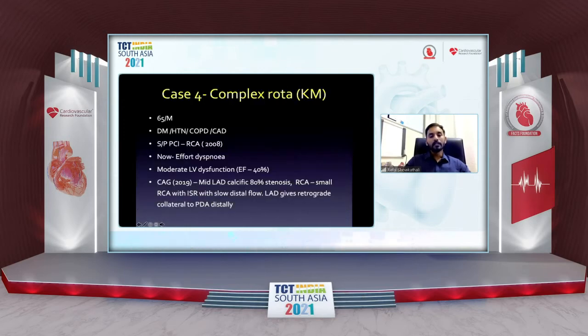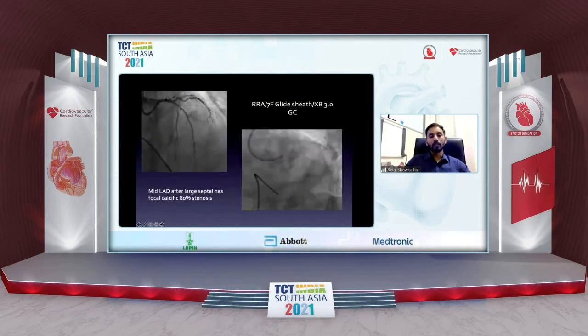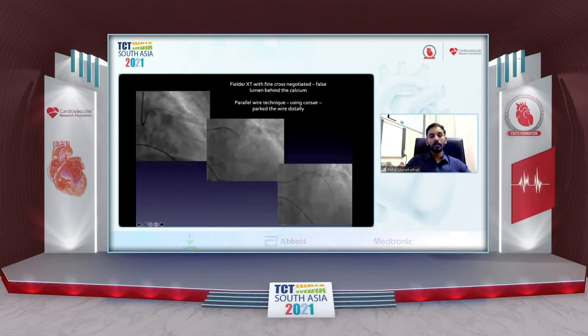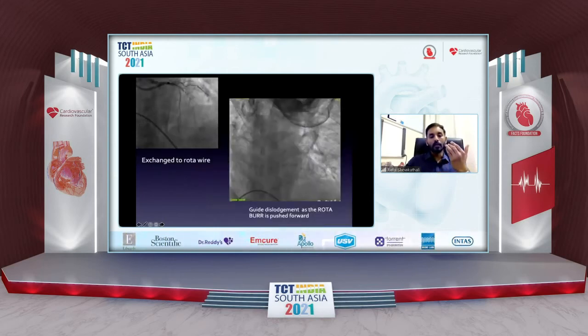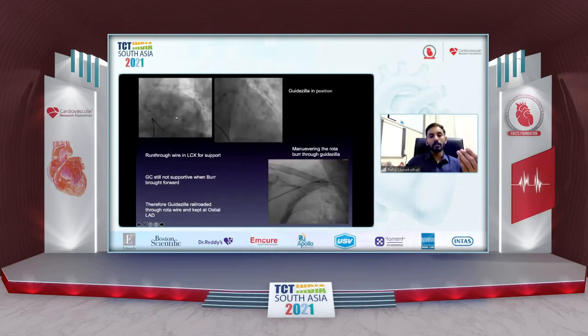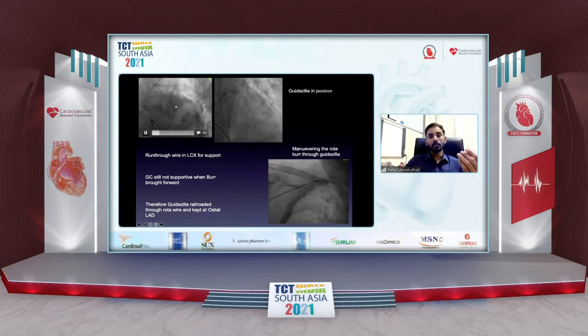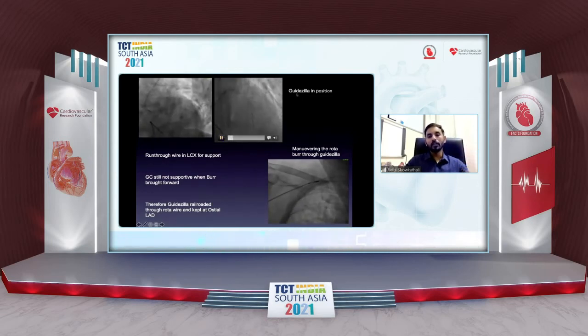And this is a very complex rotablation where, when I tried to do it right radially, whenever I tried to bring my rotor burr in, it just pushed the guiding catheter back. One of the tricks you can do is pass another wire into the circumflex and try to get the rotor burr on the rotor wire to give more support. When I tried that, it still didn't help. Then I had to use a Guidezilla, feed it over the rotor wire, keep the Guidezilla in position, and then get the rotor burr through the Guidezilla.